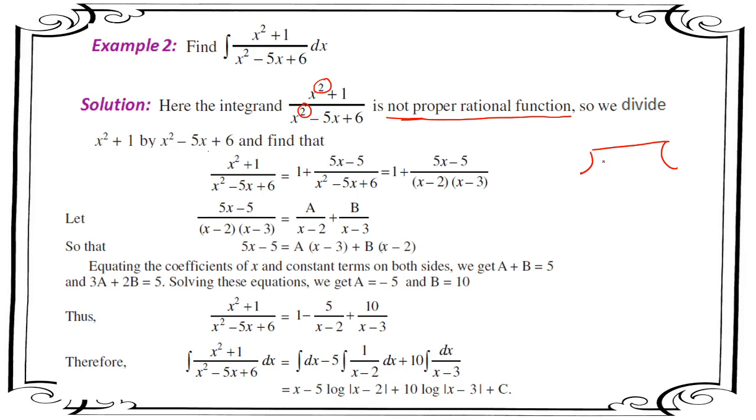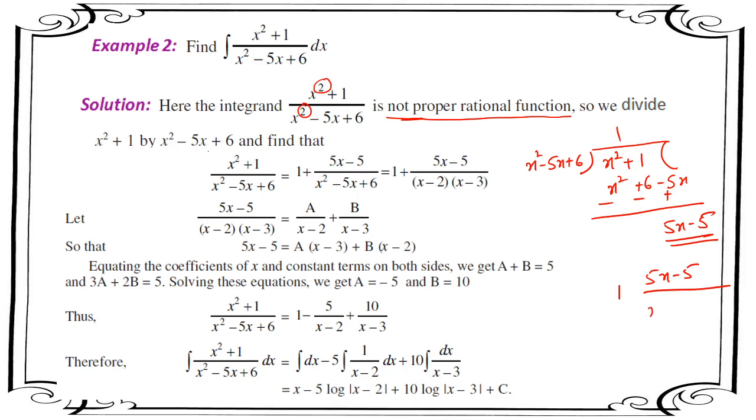How would we do that? We use the long division method. I hope you all know this method, how we do it. 1, x square minus 5x plus 6, minus plus minus, sign change. So it is 5x minus 5, right? And this thing can be written as 1 plus 5x minus 5 upon x square minus 5x plus 6, and we can even write it down like this. So that's what we have written here, right?